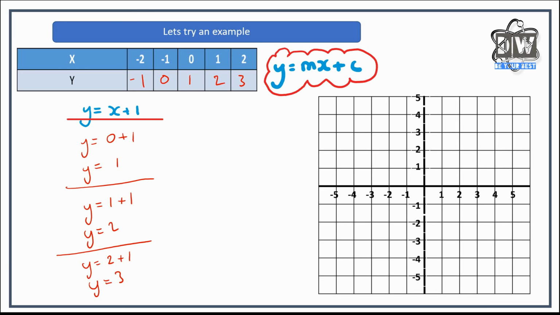Let's fill in our graph. We're going to start with the negatives this time. We're going to start with minus 2, minus 1. We're going to go minus 1, 0, which is there. We're going to go 0, 1, 1, 2, and 2 and 3. You can see a nice straight line has occurred. Remember, if you don't get that nice straight line, check your working. Let's see if we're correct, and we are.